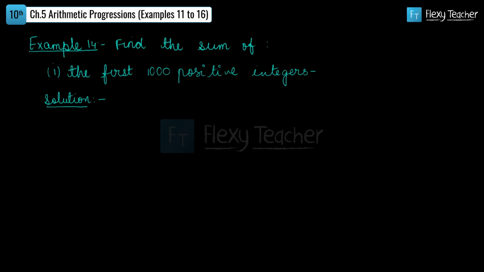Example number 14. Find the sum of the first 1000 positive integers. Okay, so यहाँ पे जो ये sum बनेगा, summation n for the 1000 is 1 plus 2 plus 3 plus 4 plus 5 plus so on and so forth. Okay, so a is 1. Okay, and उसके बाद the last term is 1000. Okay, and n is also 1000.